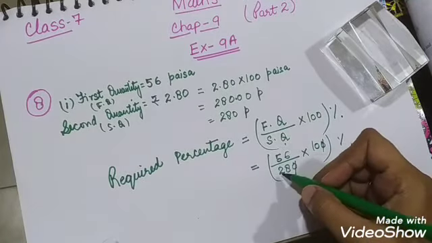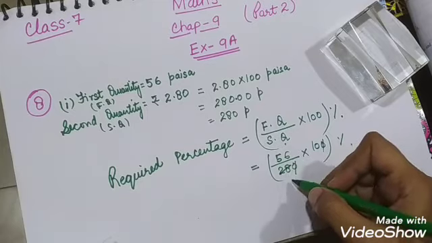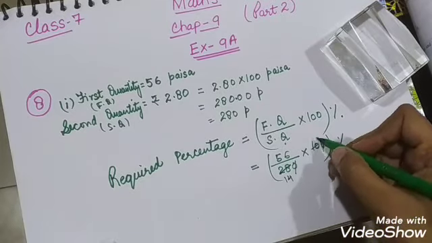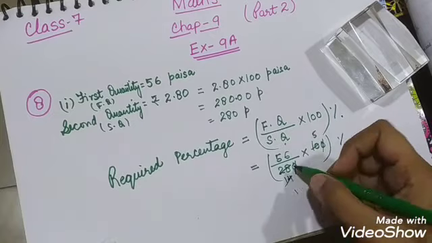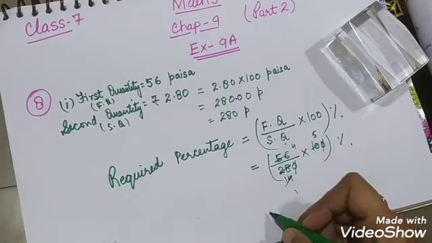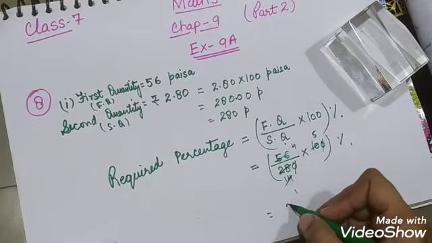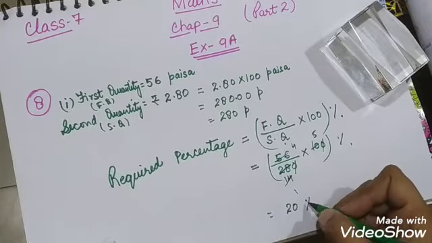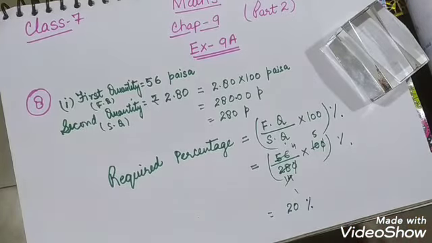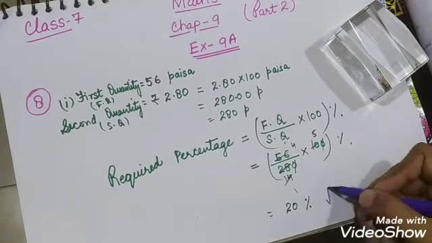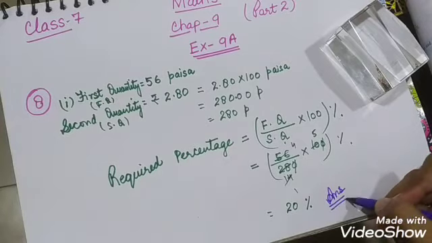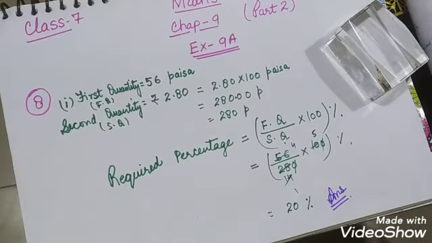Do cancellation if cancellation is there. 2 1s are 2, 4s are 2 5s are, then 14 1s are and 14 4s are. So 4 into 5 is 20 percent. So the answer for this question is 20 percent. This is your required answer.